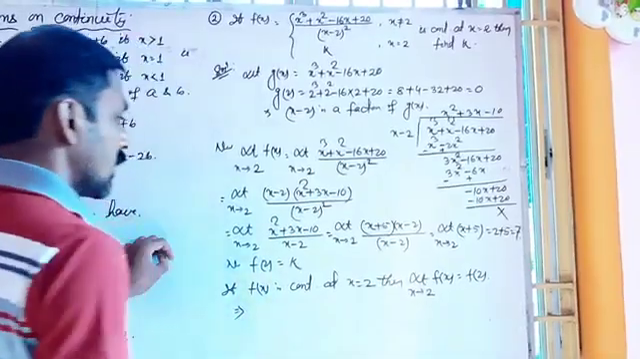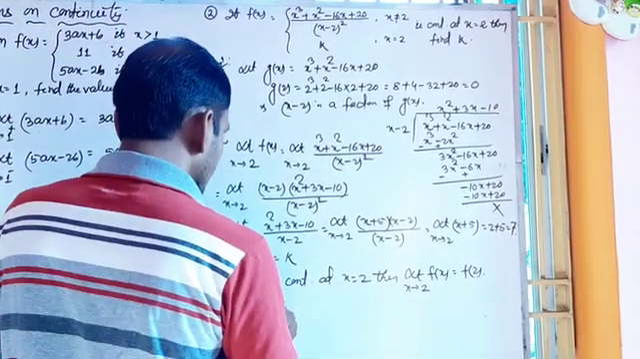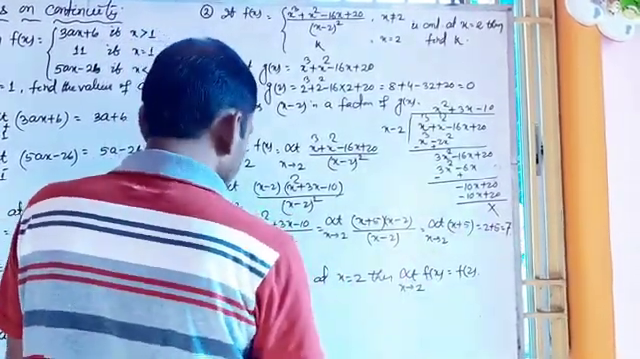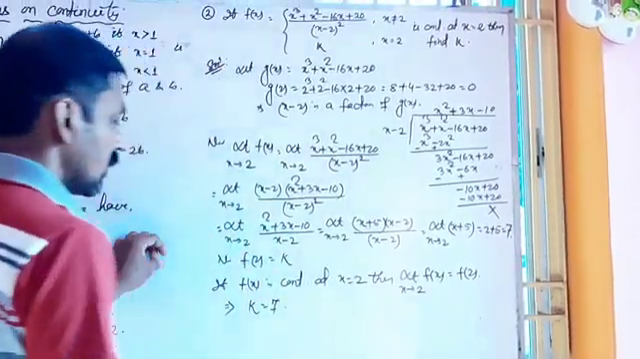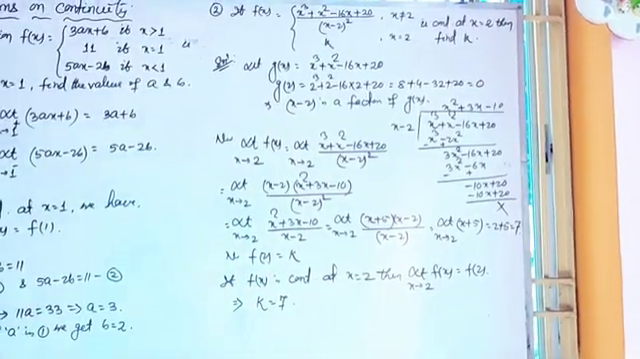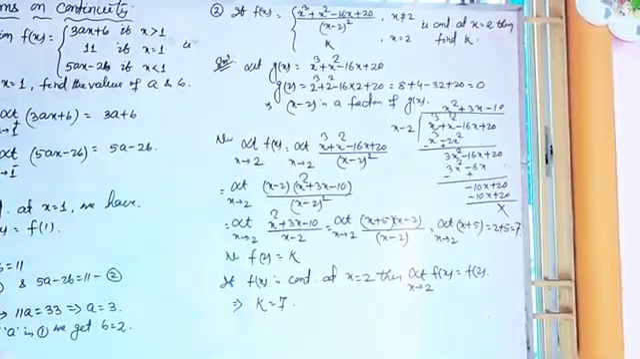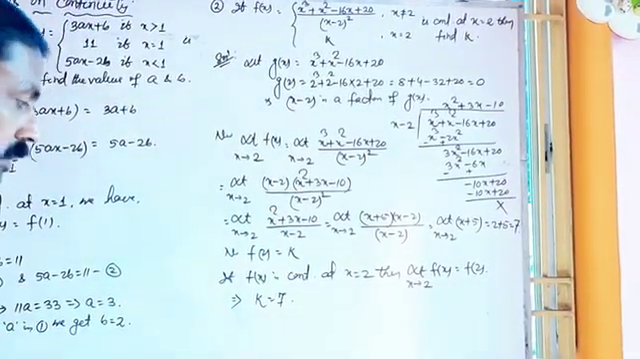So this implies f of 2 is what? K. And what is the limit? 7. So this is the answer. So for k equal to 7, this function may be continuous.